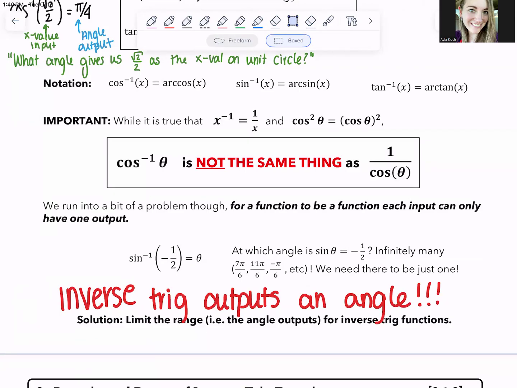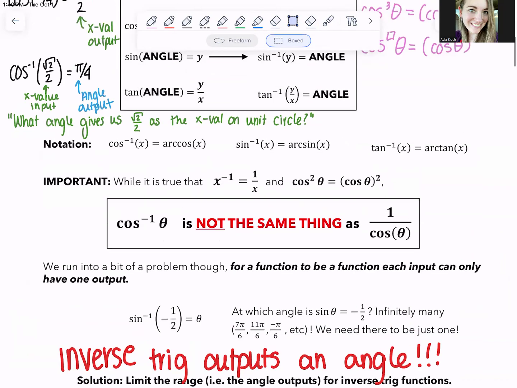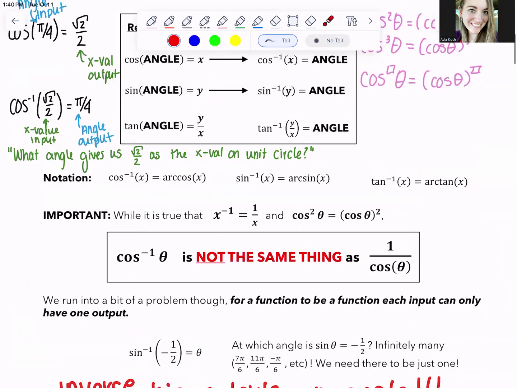All right. So we're going to go ahead and we're going to get into the next video. We'll talk about the restricted ranges of these inverse functions a little bit more, because in order to make them into functions, there needs to be only one output per input. And right now, without any restrictions on it, cosine inverse of square root 2 over 2 could equal pi over 4, it could equal 9 pi over 4, it could equal 7 pi over 4, right? If we don't restrict the range, the outputs, we'll have issues.